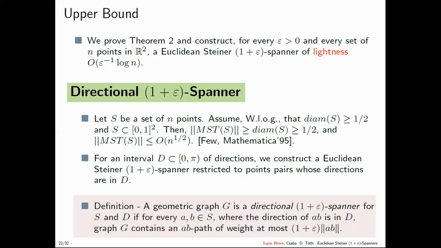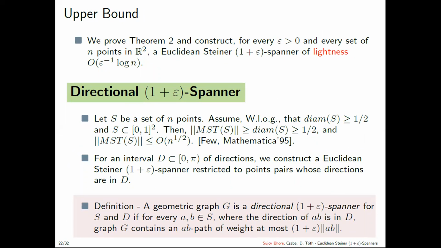So for a set S of endpoints, assume without loss of generality that the diameter of this set is greater than or equal to 1/2. So we know, because of the famous result of Few in Mathematika '95, that the weight of the MST on this set is greater than or equal to the diameter of this set, and thereby greater than or equal to 1/2, and the weight of the MST is less than or equal to order square root n.